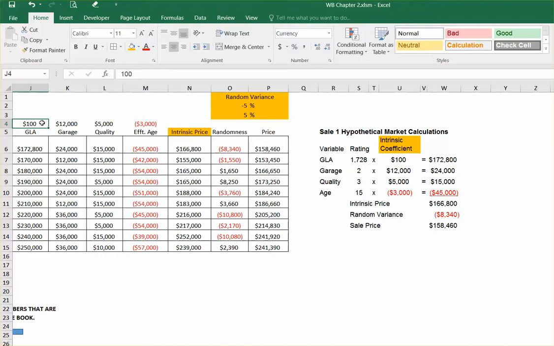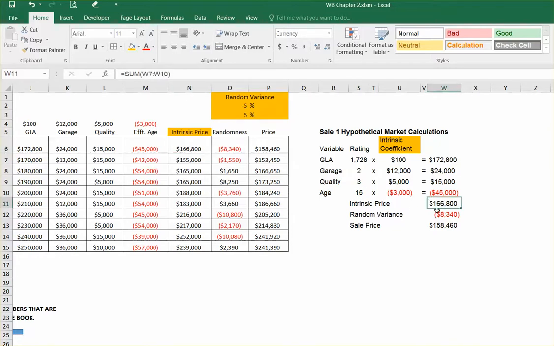But the important thing to remember now, it's marked in yellow. It's an intrinsic coefficient. And what I mean by that is, it's exactly what the coefficient should be. These are the intrinsic coefficients that we put up here. So it's 1,728 square feet times 100. It's 2 garages times 12,000. It's the quality rating of 3 times 5,000. And then for each effective age, it's a -3,045. So then you get our intrinsic price of 168, same as we have here.